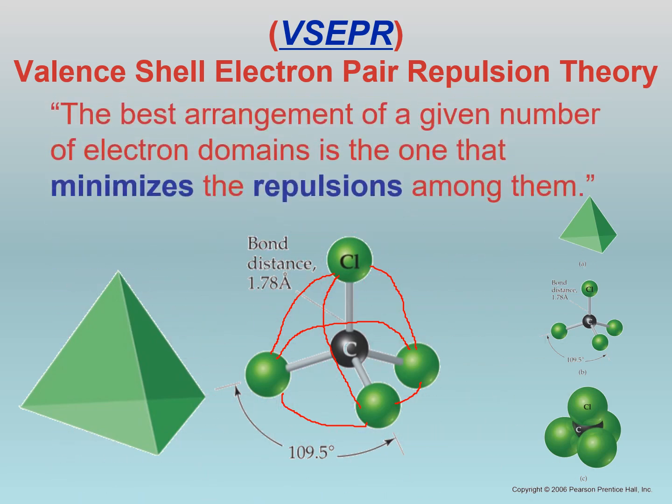So this ensures the best arrangement of a given number of electron domains is the one that minimizes the repulsions. The farther apart they push each other, the less repelling force they will have.